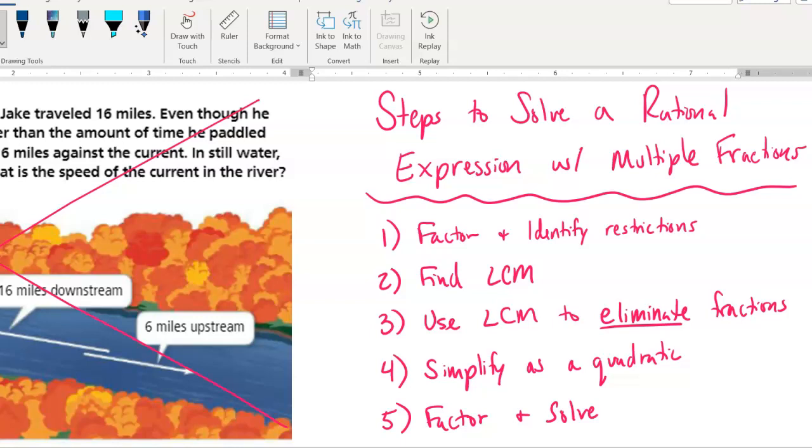And then you're going to look for the LCM, the least common multiple. We've done a lot of that in the previous videos. And then you're going to use that LCM. The purpose of this is to eliminate the fractions. So you're not trying to rewrite this as a single fraction, you're trying to get rid of the fractions. And we use this common multiple to cancel those denominators out so we can eliminate the fractions. And then once you eliminate the fractions, chances are you're going to end up with a quadratic. And so if that's the case, you want to simplify it and factor it and then solve for x. So again, those are the 5 steps.